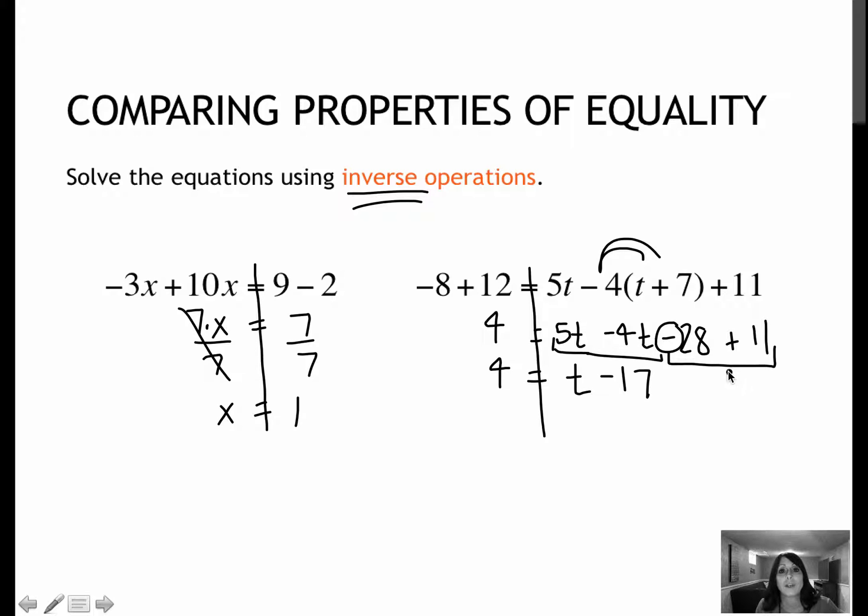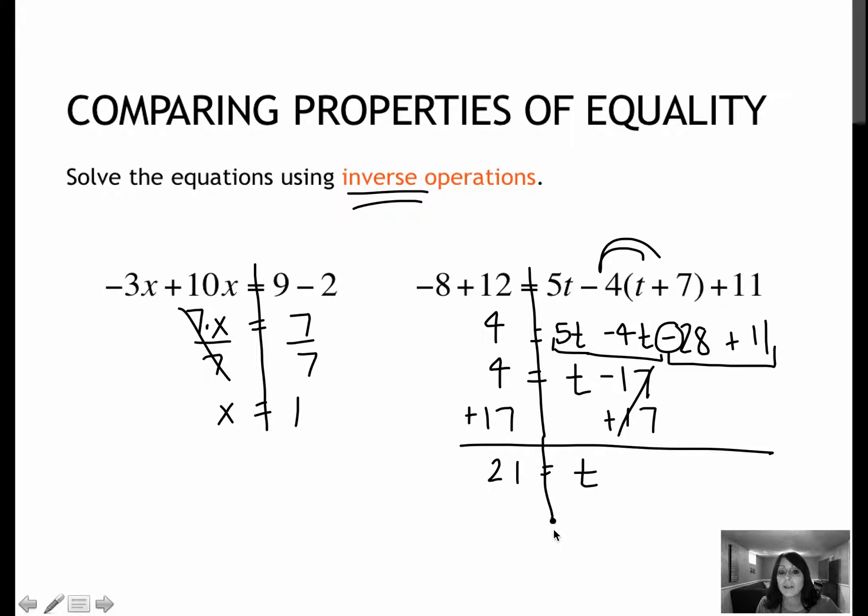And now this is a fairly simple, straightforward question. I'm trying to get t by itself. I have to undo minus 17 with the inverse operation of plus 17. I have to do that to each side of the wall. 4 plus 17 is 21. On the right side, I'm left with only t.